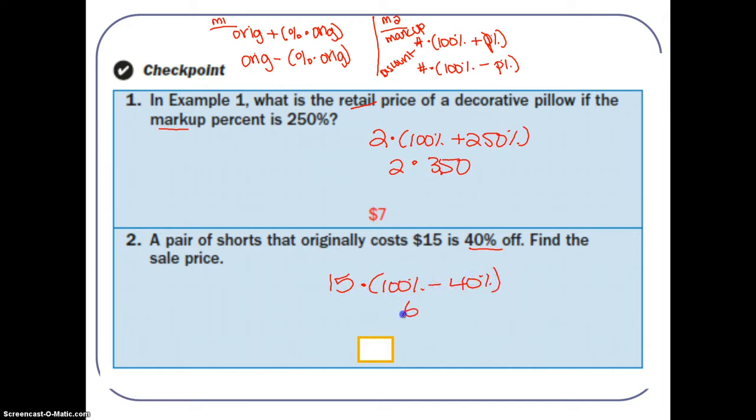40% off becomes 60%, and that is 0.6 times 15, which is $9.